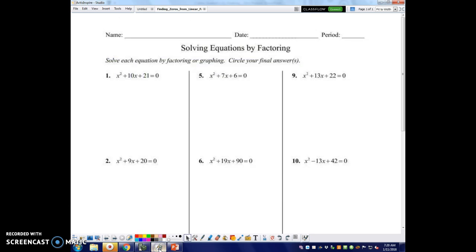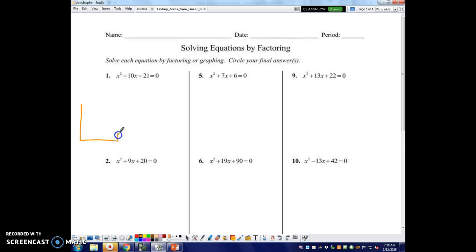All right, so the paper you're working on today, I'm going to go over 2 examples, and you should be able to do the rest on your own. So today I'm going to look at number 1. Number 1, they want you to solve equations by factoring. I'm going to show you how to do it by factoring and by your calculator.